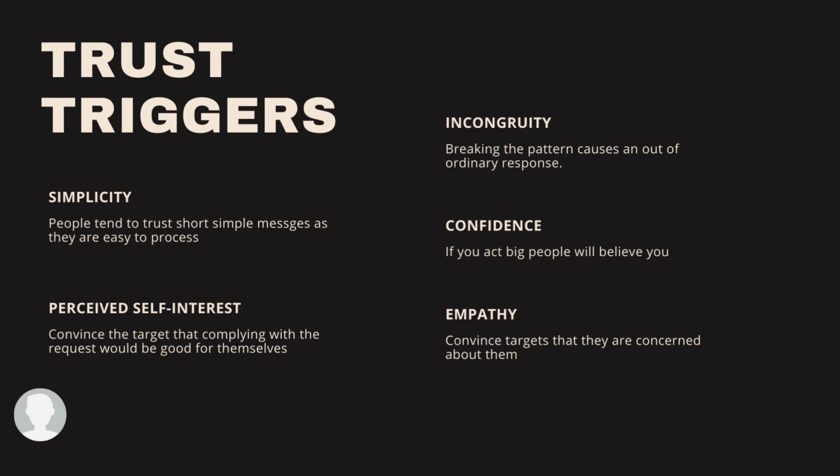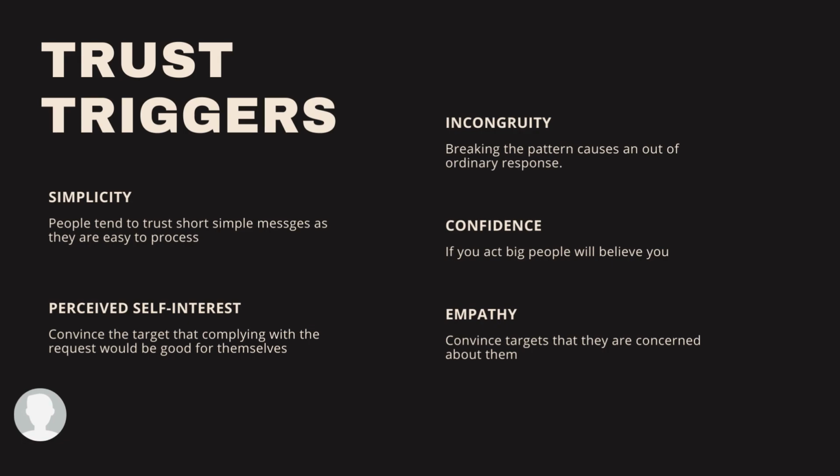So, next we have perceived self interest. A social engineer is basically trying to convince their target that complying with their request would be good for them. It may be offering something of value, like winning a trip or a favor, knowing that you could call in the favor later on.